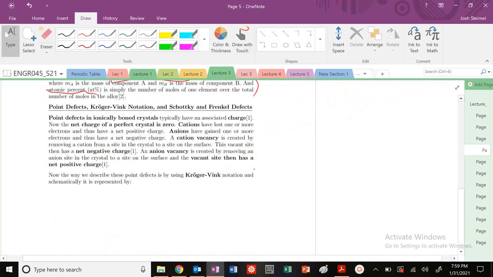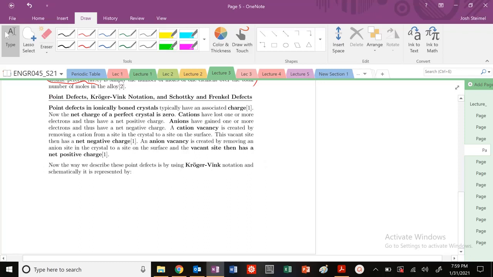So that is alloys. In the next video, we are going to get into point defects, Kroger-Vink notation, Schottky and Frenkel defects, and that's going to be a fun video.